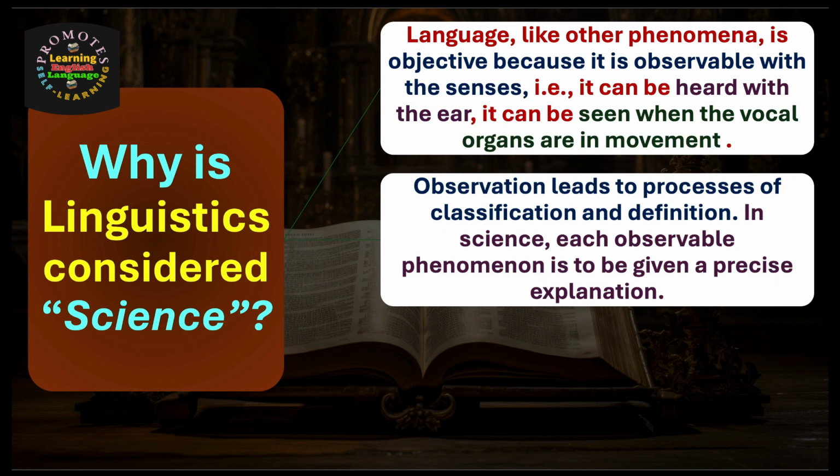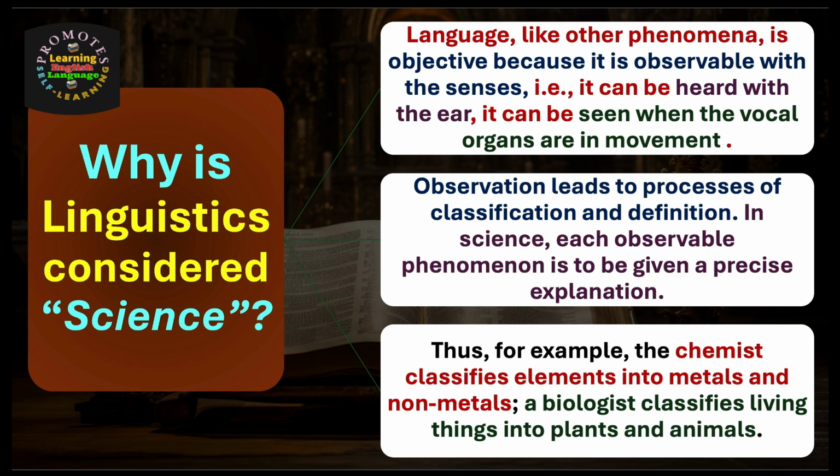We have some more ideas. Observation leads to processes of classification and definition in many branches of knowledge. When you observe something deeply, it leads to the process of classifying something and defining something. In science, each observable phenomenon is to be given a precise explanation. Thus, for example, the chemist classifies the elements into metals and non-metals. A biologist classifies living things into plants and animals.